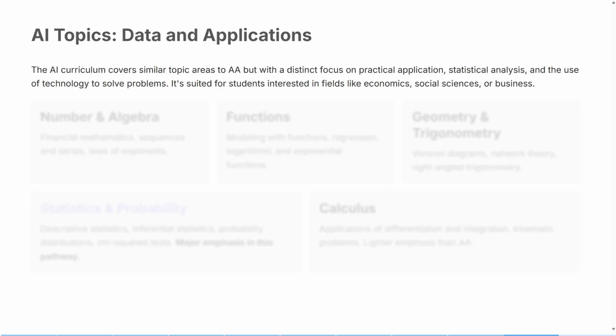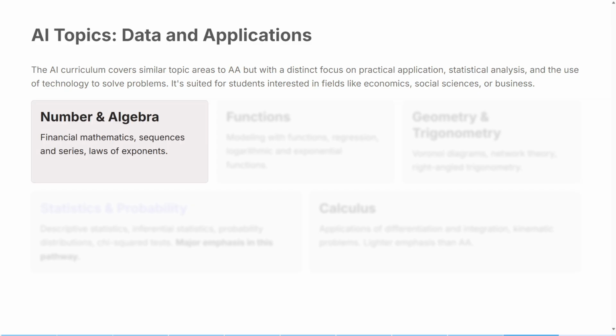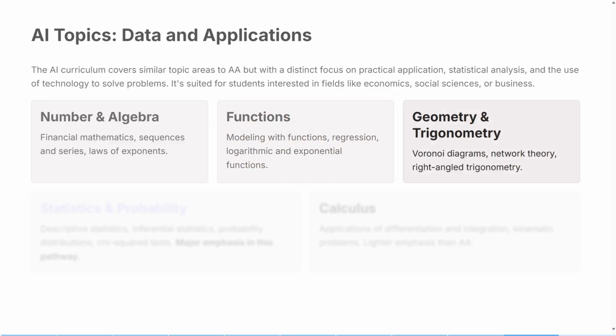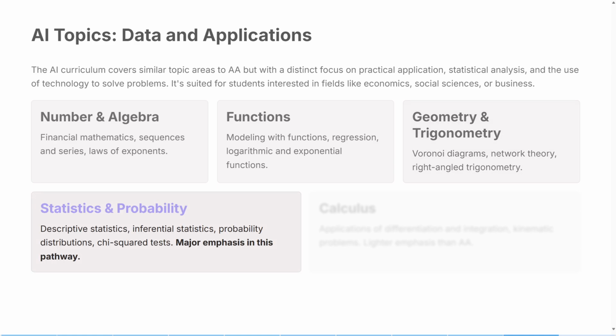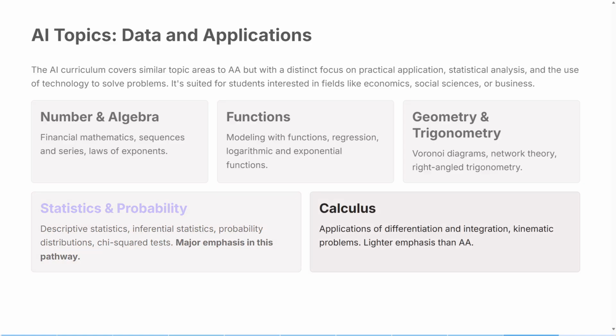Applications and interpretation also cover the 5 main topic groups, but with different emphasis. Number and algebra includes financial math and exponents. Functions focus on modeling and regression. Geometry and trigonometry include network theory and Voronoi diagrams. Statistics and probability are heavily emphasized with descriptive and inferential statistics, distributions, and chi-squared tests. Calculus is lighter than AA, focusing on applications like kinematics and rates of change.